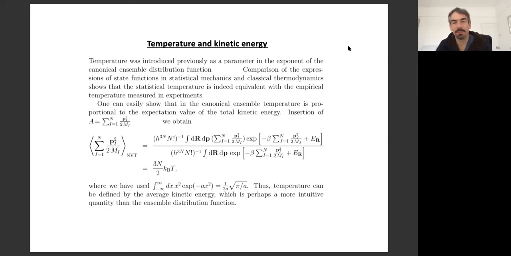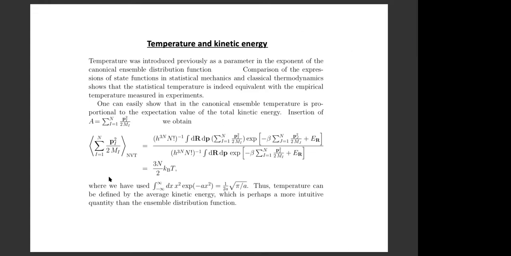But during an MD trajectory, for instance, this kinetic energy will fluctuate, right? So you have to calculate the ensemble average of this in order to get a real number. So this is what we have done here in that equation on that slide.